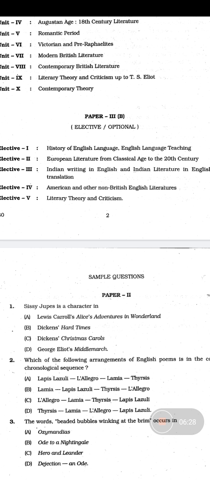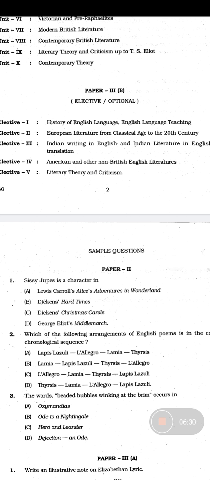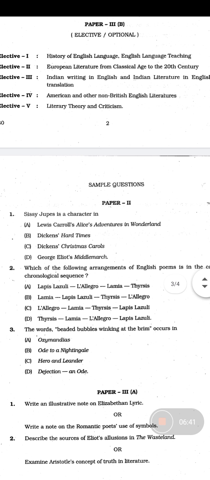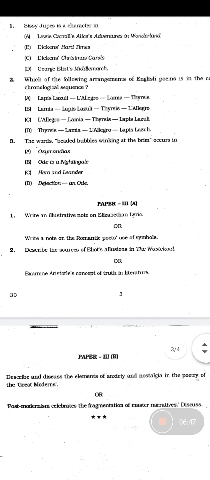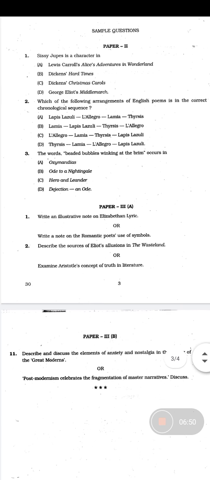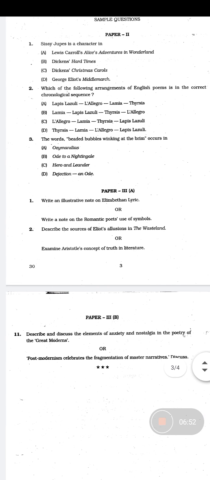Then we have question number 3: the words "beaded bubbles winking at the brim" occur in Ode to a Nightingale. Then for Paper 3, there we have to write essays, so I will not show the answers here. You can see the question. If you want the answer for it, you can write in the comment box. I will give you the answer also, on how to write the essay for JK SET.